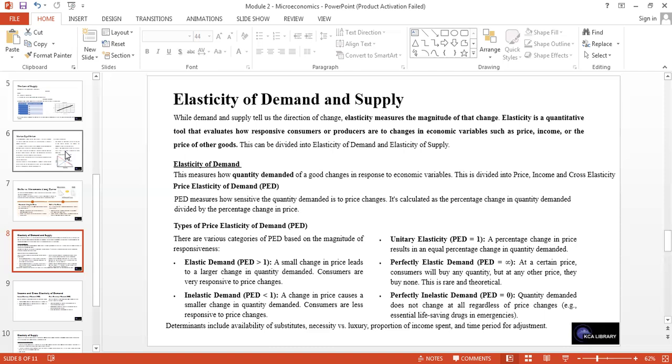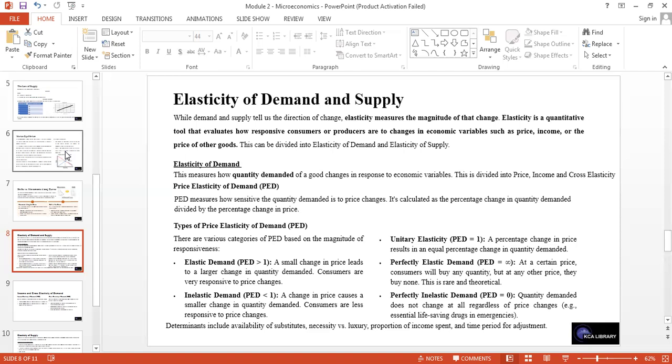And we can see this in three main forms. We have the price, income, and cross elasticity. So when we talk about price elasticity of demand, it actually measures how sensitive the quantity demanded is to price.